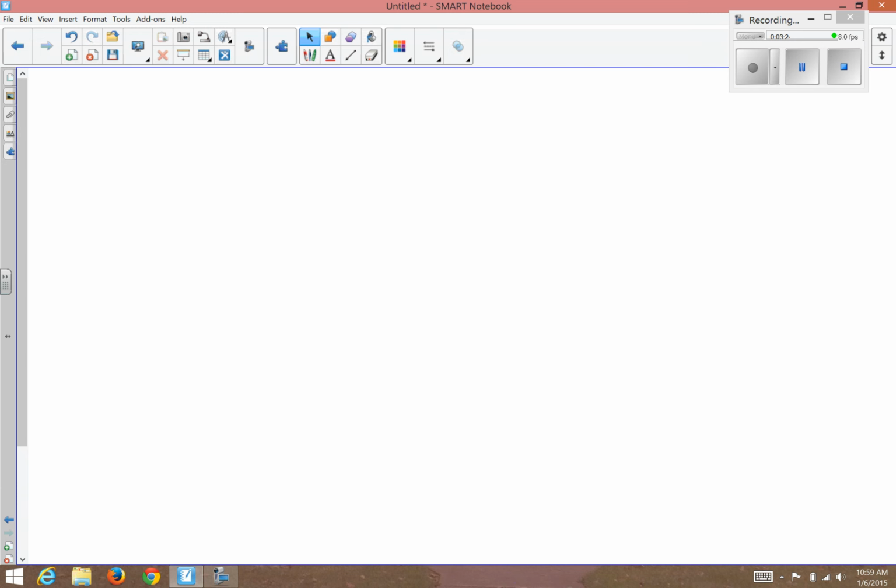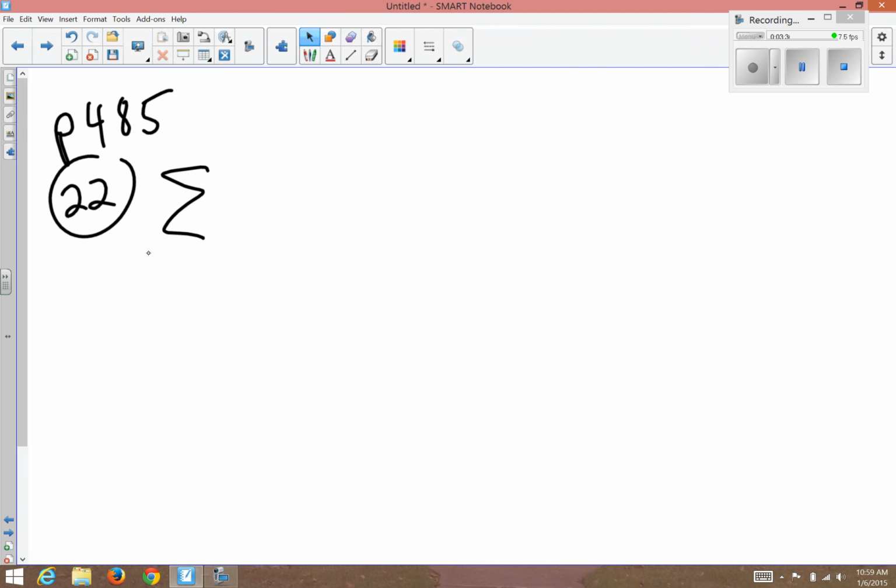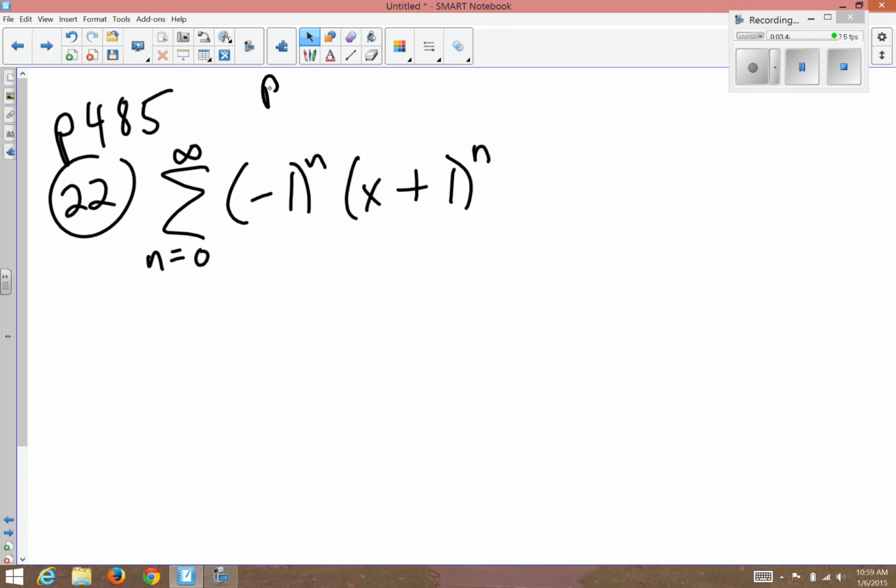So I think we're going to look at page 485, exercise 22. Sigma n equals 0 to infinity, negative 1 to the nth power times x plus 1 to the nth power. This is an example of a power series. And if you want to be specific, I could say it's a power series centered at x equals negative 1, because in the parentheses, I see x minus negative 1.